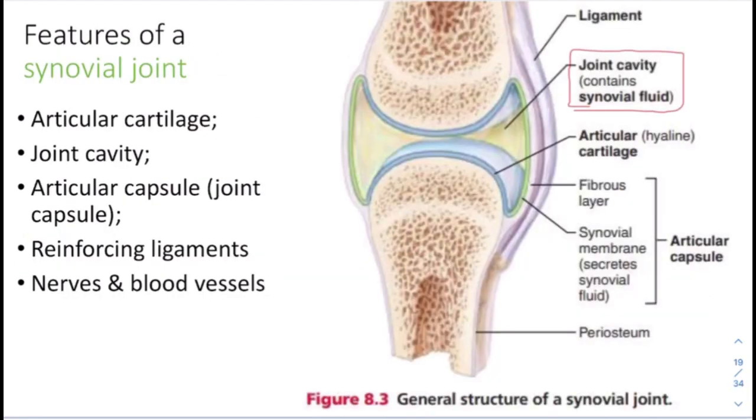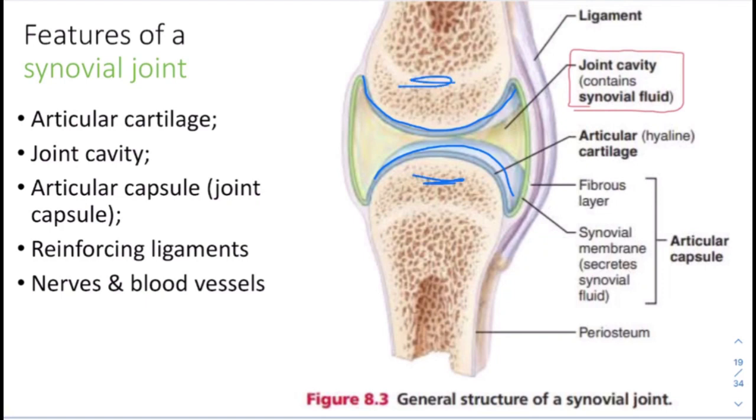Okay, so let's talk about the features of a synovial joint. We have the articular cartilage. So right here, this is the articular cartilage. It's basically hyaline cartilage. They basically act as shock absorbers. They absorb compressible forces to protect the bone surface.